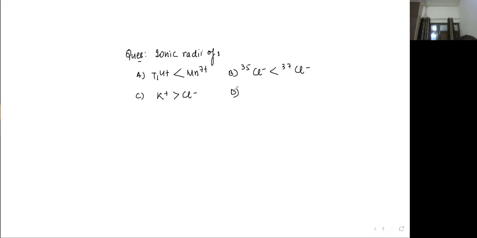This is also a JEE Advanced question. D, P3+ greater than P5+. Among these, which option is correct? Tell me.